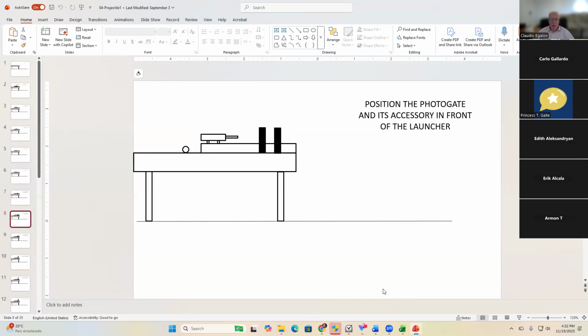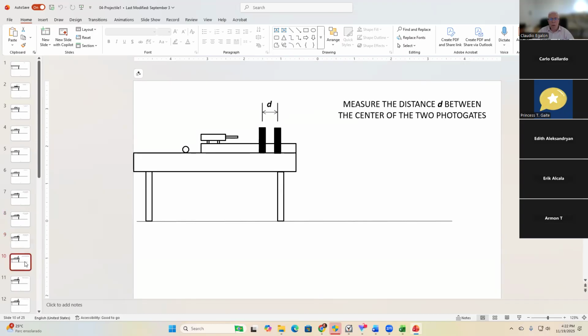Okay, and it's going to be one photogate and a photogate accessory. Okay, what are you going to do? We're going to launch the projectile. The projectile is going to pass between those two photogates, and the photogate is going to measure how long it takes for the projectile to cover this distance. Okay? The distance divided by the amount of time is going to be the initial velocity of our projectile.